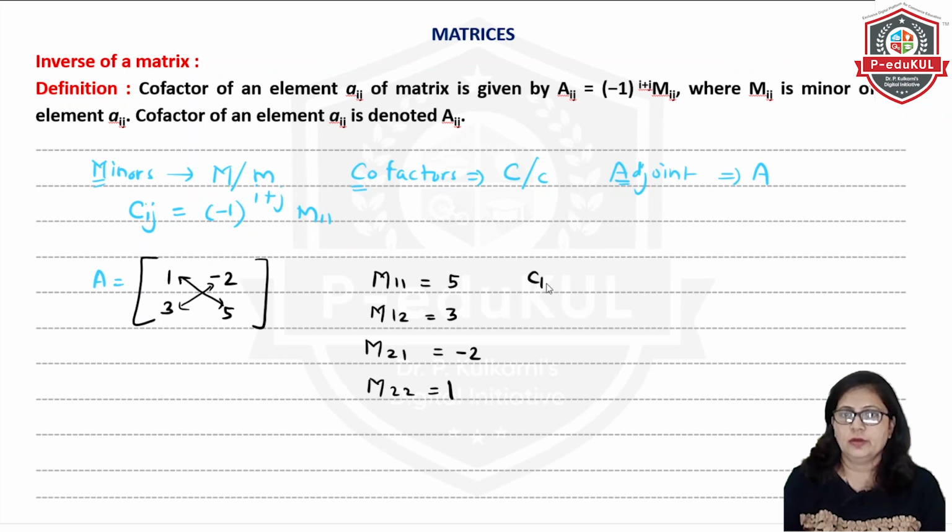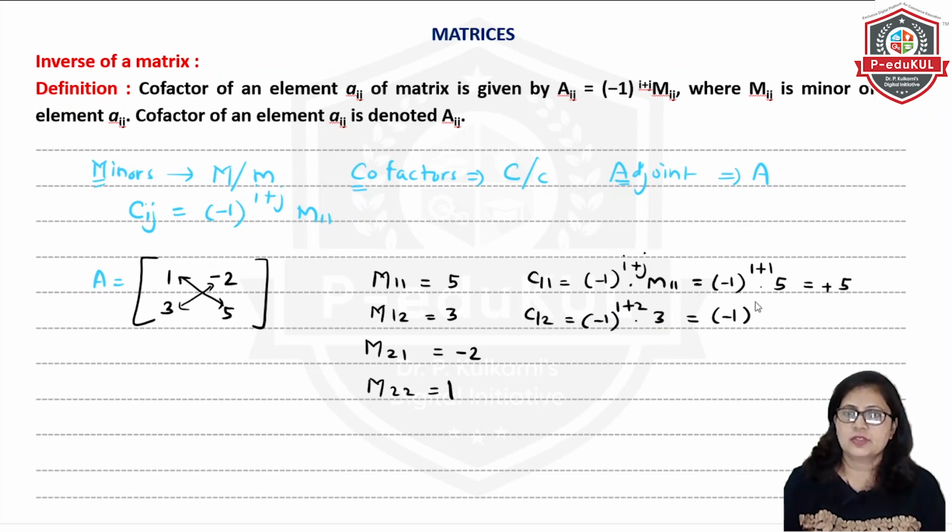Now C11 will be what? -1 raised to i plus j into M11. So this will be -1 raised to 1 plus 1 into 5. So it depends upon the power. If the power is positive, then the number will be positive. So this will be +5. C12 now, that is -1 raised to 1 plus 2 into this 3. So this will be -1 raised to 3 into 3. So now this will be negative because this power is odd.